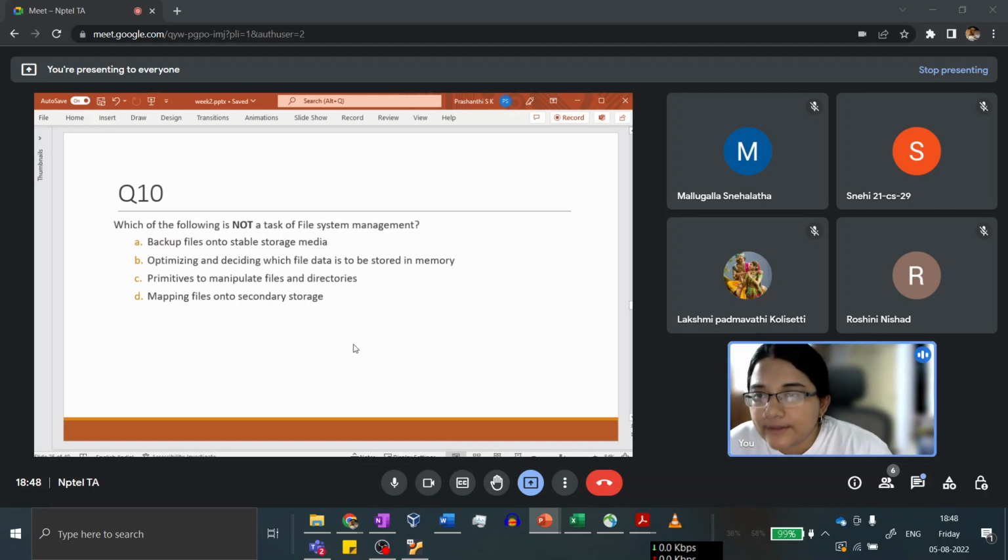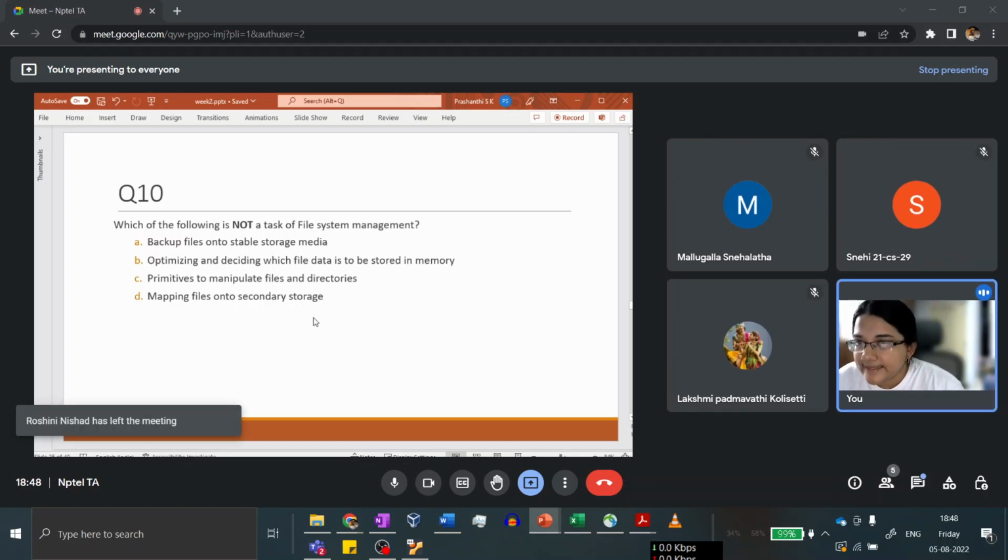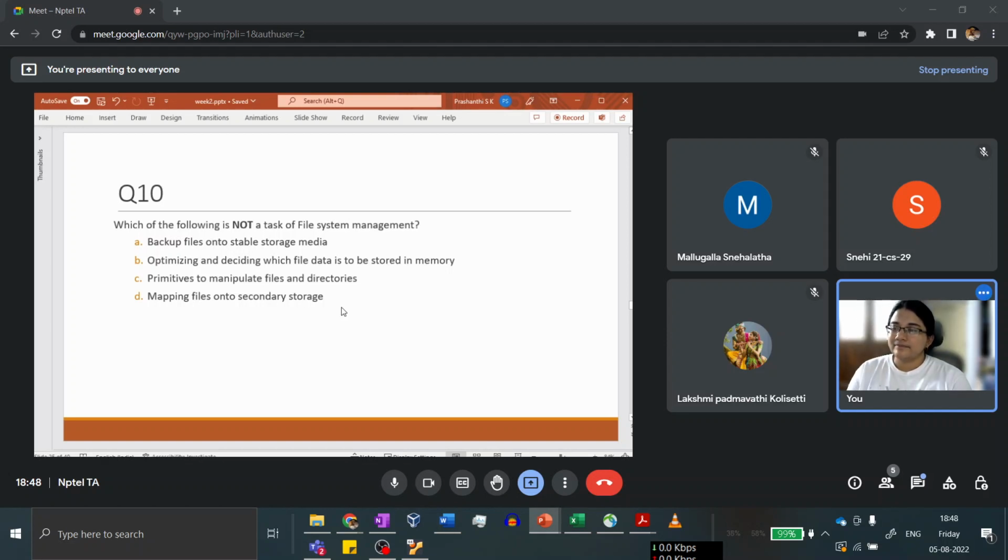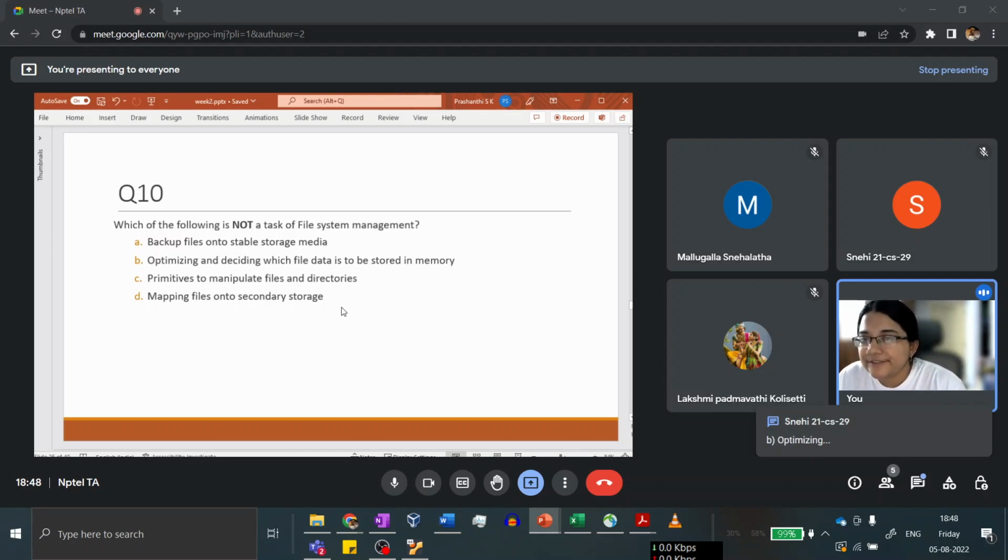Which of the following is not a task of file system management? The options are: A. Backup files onto stable storage media. B. Optimizing and deciding which file data is to be stored in memory. C. Primitives to manipulate files and directories. D. Mapping files onto secondary storage. Think about this. This one might be slightly more confusing than the previous one. Is one of these not related to file system management? Which do you think it is? Okay. B, optimizing and deciding which file data is to be stored in memory. Any other answers?